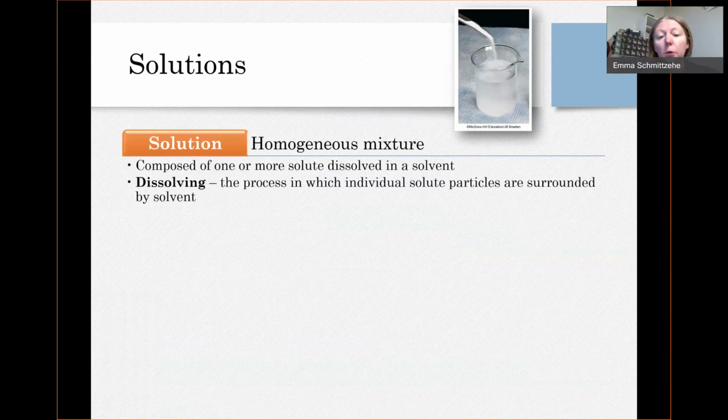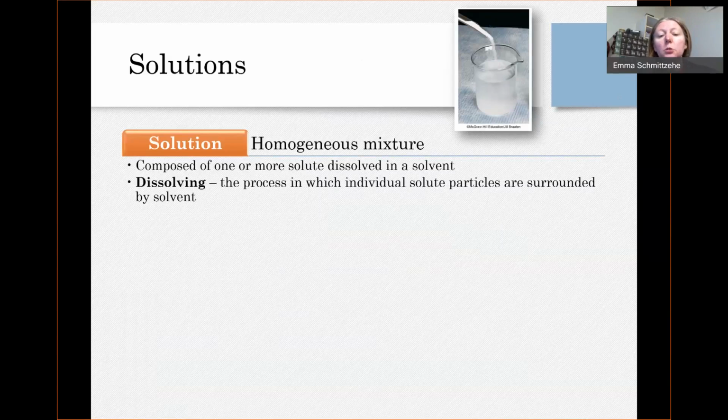It's going to be composed of one or more solutes dissolved in a solvent. So it could just be one thing dissolved into a solvent, or two things, or three things. It just depends. We'll focus on simple solutions where there's one solute and one solvent, at least to get started.